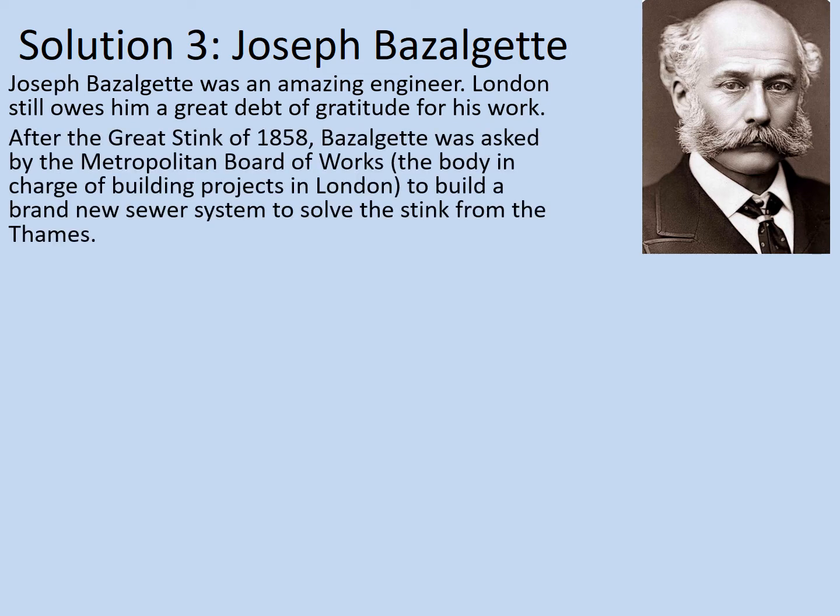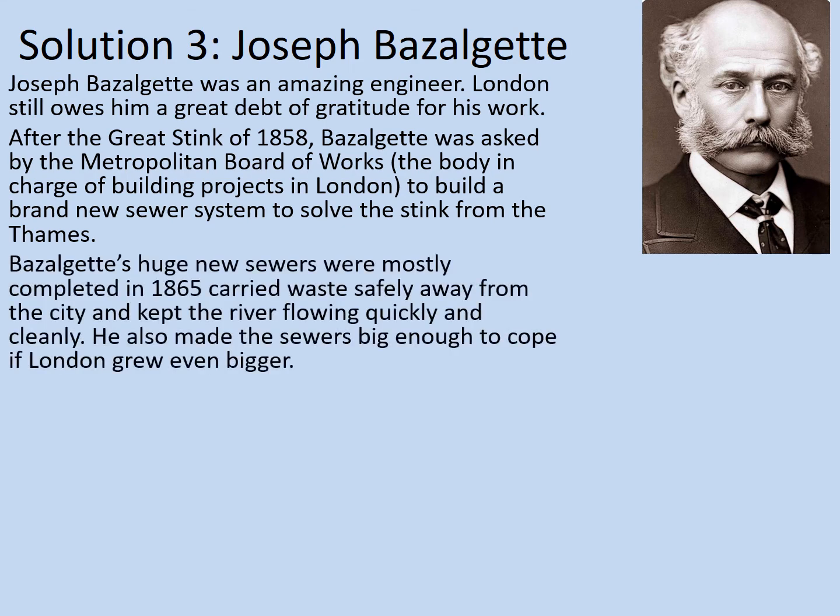After the Great Stink of 1858, Bazalgette was asked by the Metropolitan Board of Works, which is the body in charge of building projects in London, to build a brand new sewer system to solve the stink from the Thames. Bazalgette's huge new sewers were mostly completed in 1865 and carried waste safely away from the city and kept the river flowing quickly and cleanly. He also made the sewers big enough to cope if London grew even bigger.